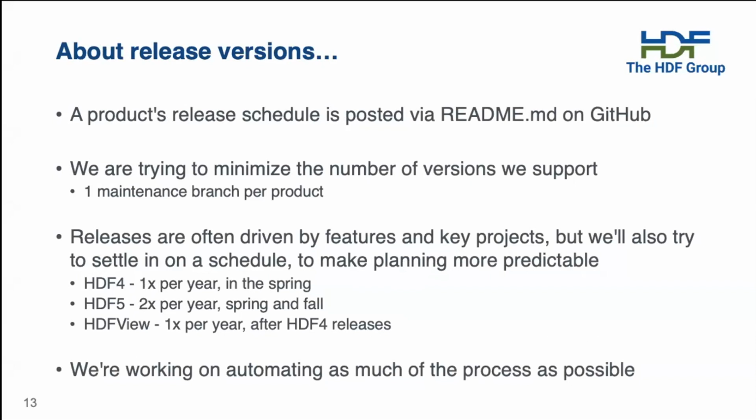We're trying to minimize the number of versions we support. Keeping a lot of balls in the air is a lot of person hours to keep going, and so I'm trying to cut that down so that we can spend more time working on the important versions that people are using. These are often driven by features and key projects, but I'm trying to settle on a schedule where HDF4 will be released once a year in the spring. We'll do two maintenance releases of the HDF5 library, in the spring and the fall.